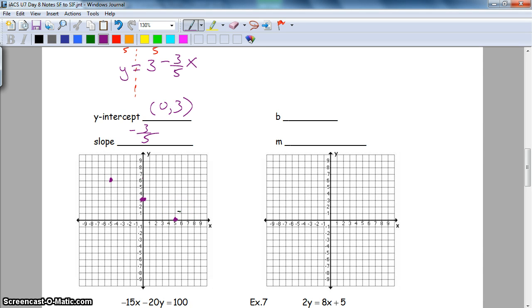Remember, just take a minute, look at your line. Is it a negative slope? And if it is, keep going. If not, fix it. So there's our line.